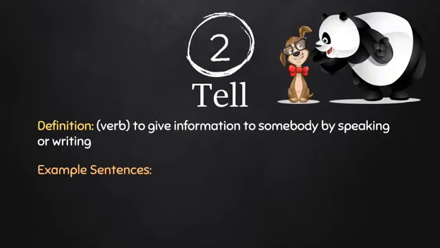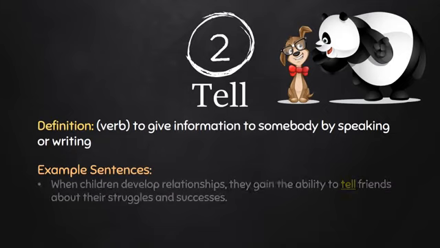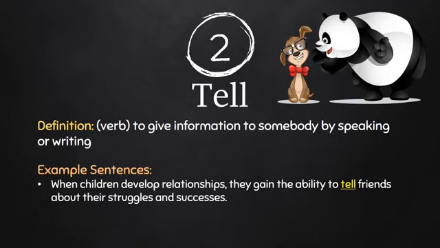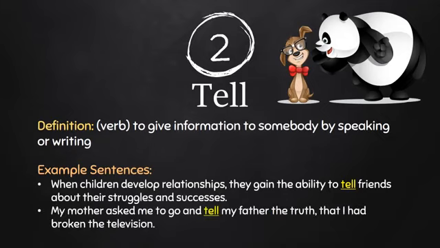Next, number 2, tell. The definition of tell is to give information to somebody by speaking or writing. And some example sentences. First, when children develop relationships, they gain the ability to tell friends about their struggles and successes. Next, my mother asked me to go and tell my father the truth, that I had broken the television. Oh, poor kid. They broke the television. You have to go tell dad.